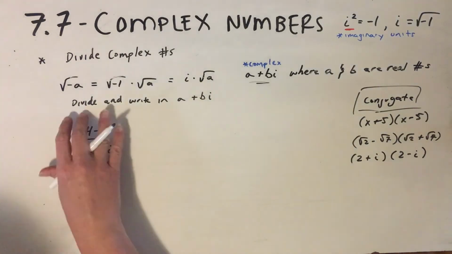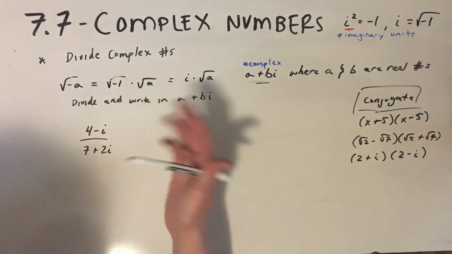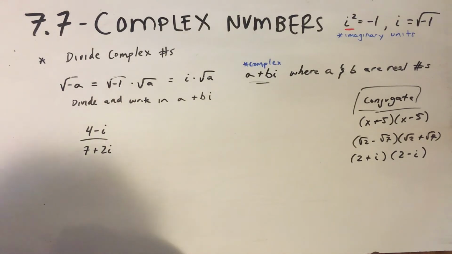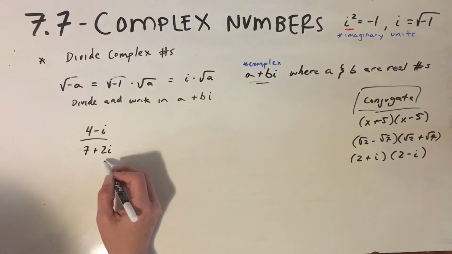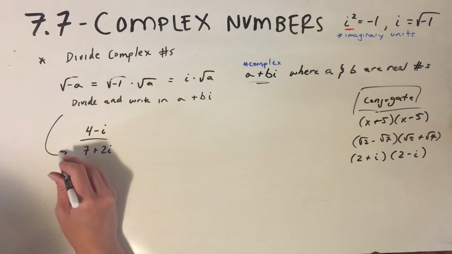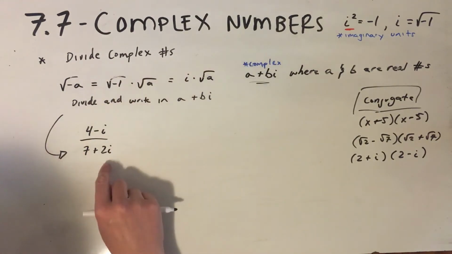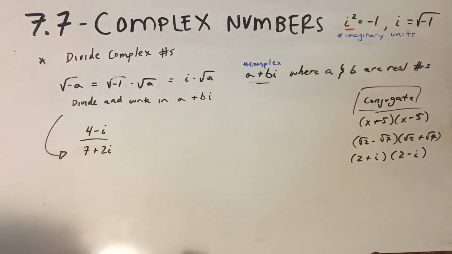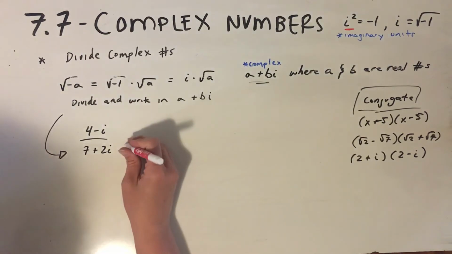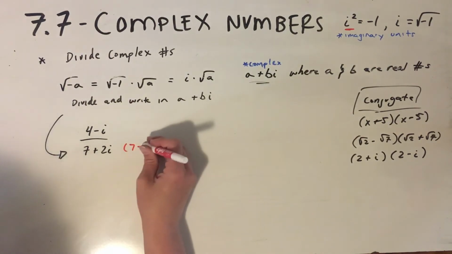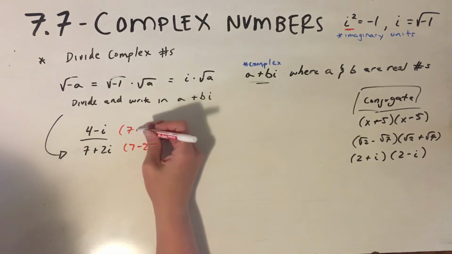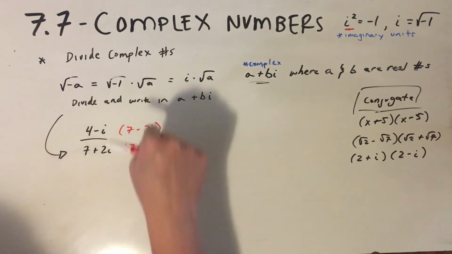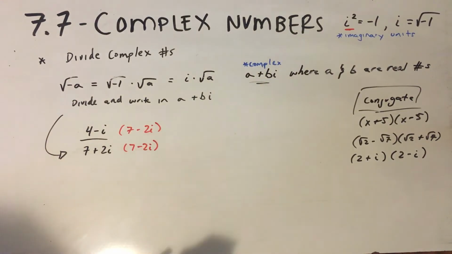So again, I'm just going to think, oh, this says divide, but I don't even know what that means. Well, what it means is I want to get rid of this. So when you hear the word divide, and it's a complex number, you have i's, think conjugate. I want to multiply by the conjugate. So the conjugate here is going to be 7 minus a 2i, same 2 terms with opposite signs. Whatever you do to the bottom, you have to do to the top.